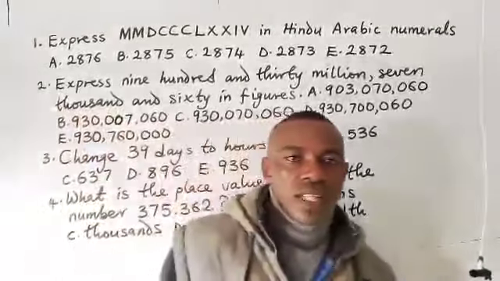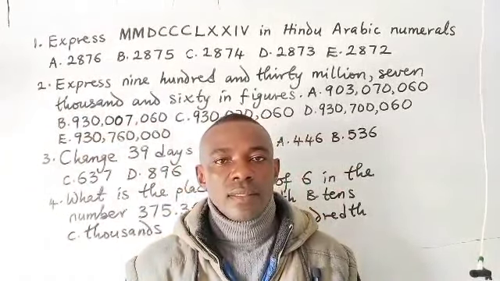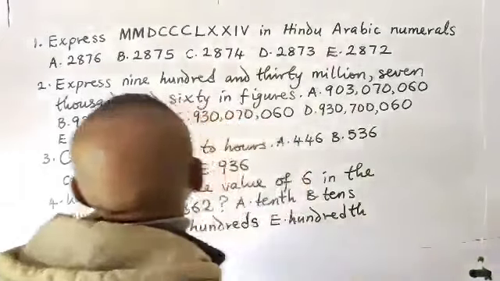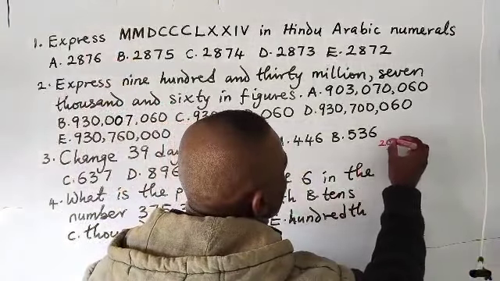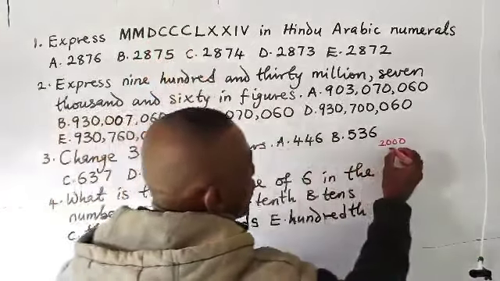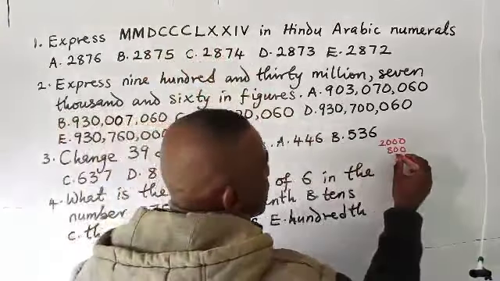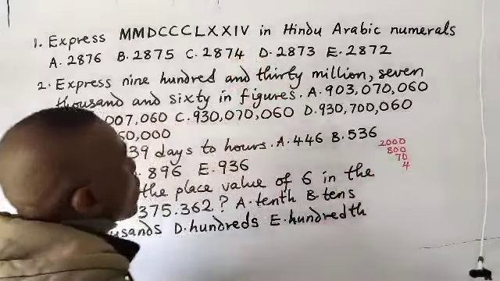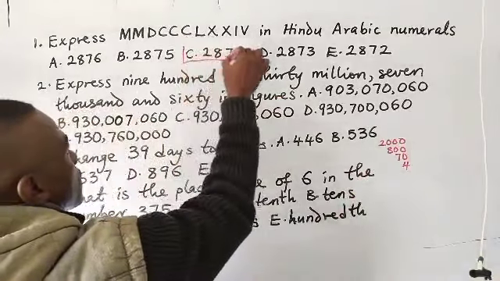This is 2025 NCEE past question. In this part 1, the first question says, express MMDCCCLXXIV. MM means 2000. DCCC is 800. Then LXX is 70. IV is 4. So the best option here is 2874, which is option C.